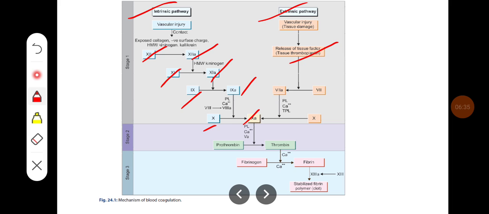So with the help of phospholipid, calcium, and thromboplastin, this complex converts inactive factor 10 into active factor 10. Further, activated 10 with help of phospholipids, calcium, and activated factor 5 converts prothrombin into thrombin. The thrombin in turn converts fibrinogen into fibrin. Then the fibrin monomers are stabilized, so that is going to form the clot.